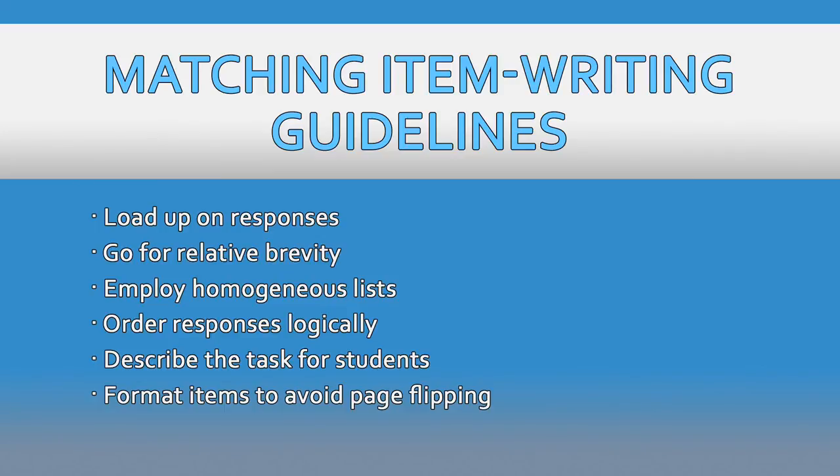Now, you want to go for brevity. You want to also put the shorter things on the left if you have longer things, and the much longer responses on the right. The examples in mine are so short, it doesn't really matter. Homogeneous lists. Don't switch them up. All the stuff in each list should be about the same thing.